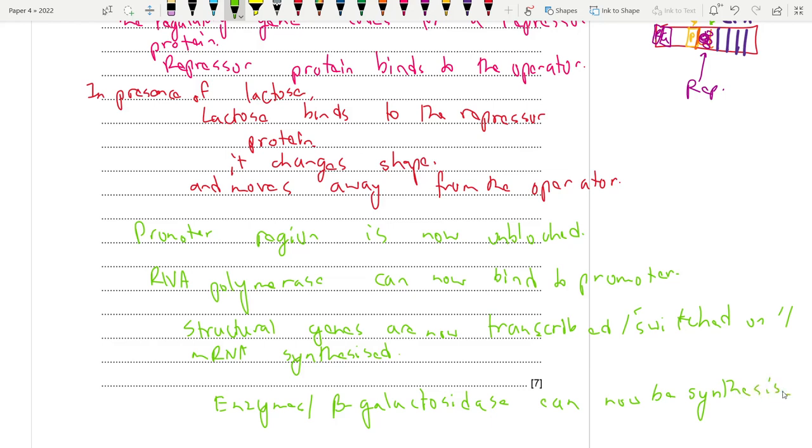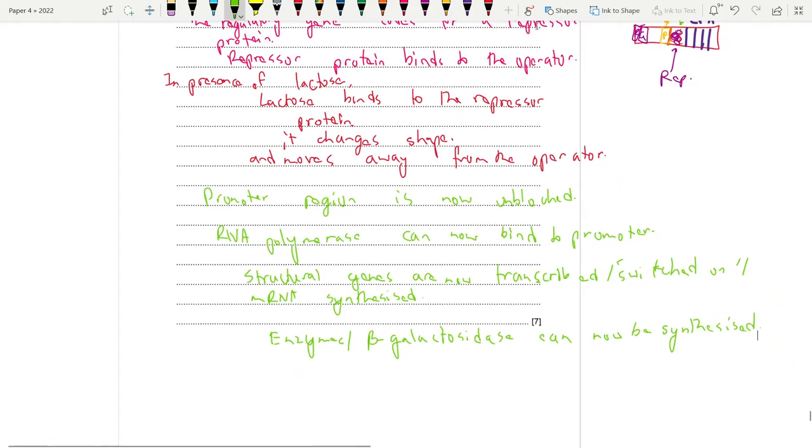So you had an option. I answered this question in a way that when lactose is present, this is what happens after binding to the repressor. You could word it in this way: you could say that if lactose was not present, what would happen? The repressor protein covers part of the promoter, so RNA polymerase cannot bind to it, and the structural genes cannot be transcribed, and the enzyme can't be synthesized, so lactose is not broken down.